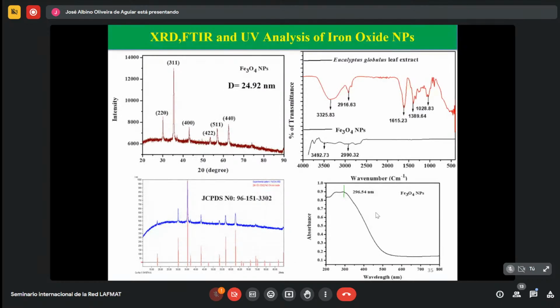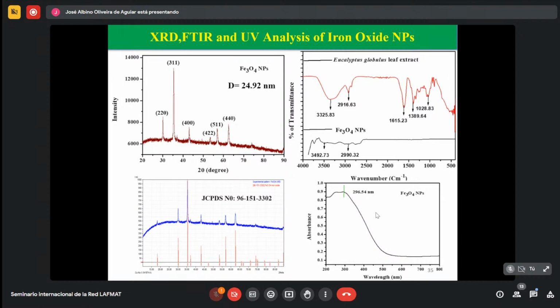XRD, FTIR and UV-visible analysis of the iron oxide nanomaterial. Powder XRD confirms the nanomaterial is crystalline in nature, with high intensity peaks responsible for the different Miller indices. The average crystallite size was calculated by the Debye-Scherrer equation, D equal to 24 nanometers. This is the plant extract Eclipta FTIR, and this is the iron oxide nanomaterial. So we confirm the functional groups present on the iron oxide nanomaterial surface.